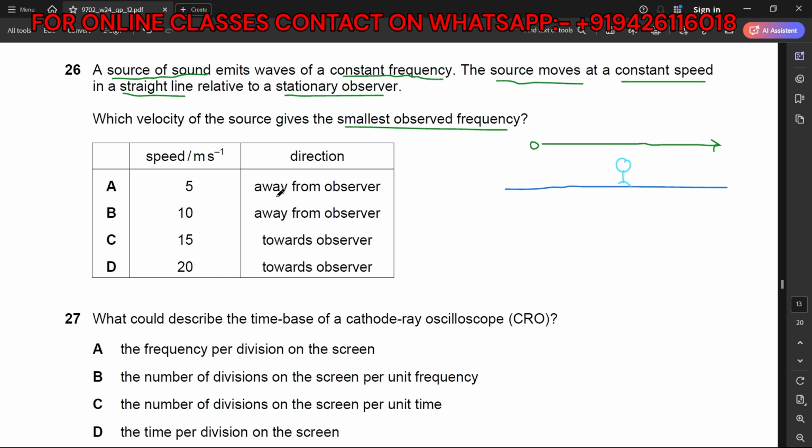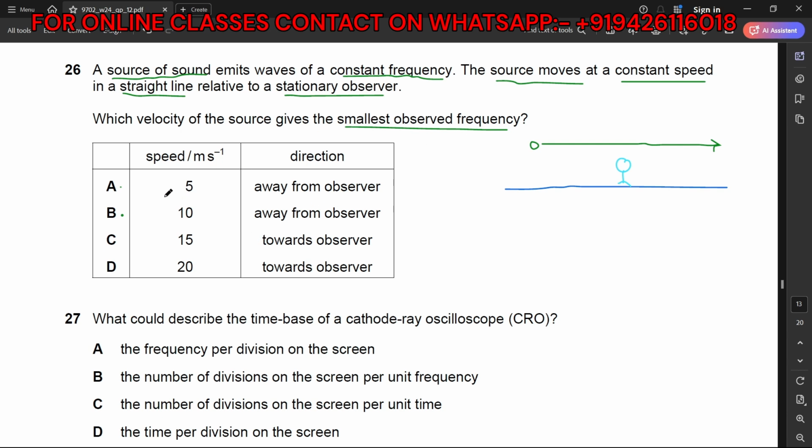Clearly it makes sense that away from the observer is going to give the smallest value of frequency, because towards is going to give you that kind of zoom, a very high frequency. And the moment it goes away and away from you, the frequency is going to be much less. Therefore, it's going to be either option A or option B for sure.